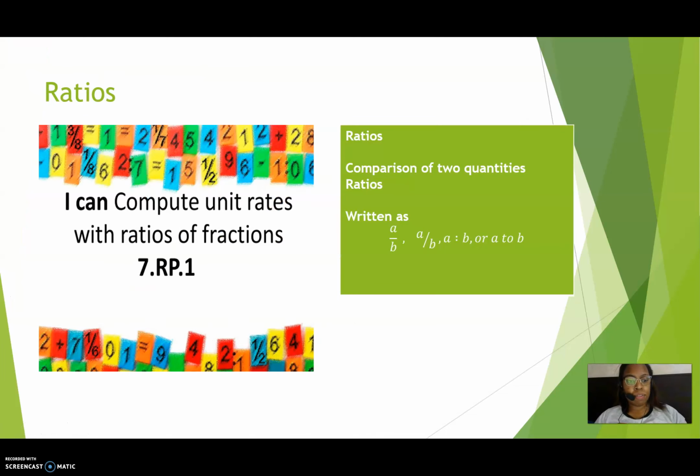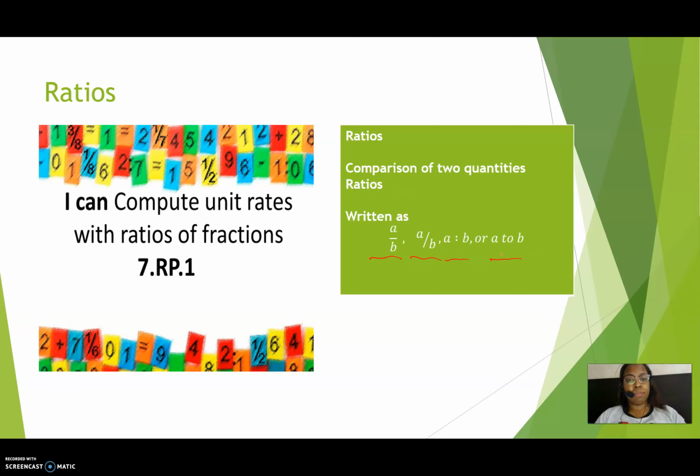So first things first, we want to look at our I can statement. So I can compute unit rates with ratios of fractions. So hopefully you know what fractions are, and you should have learned ratios last year, but let's review real quick. So a ratio is just a comparison of two quantities, and ratios can be written 4 different ways. You can see we have A over B, we have A slash B, we have A with a colon B, and we have the word spelled out A to B. Either of those is correct.